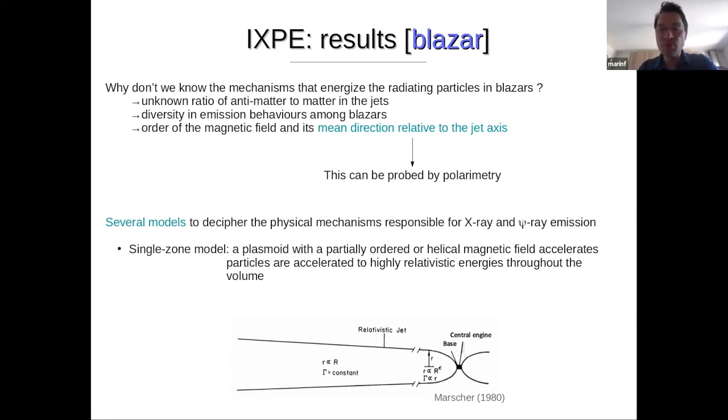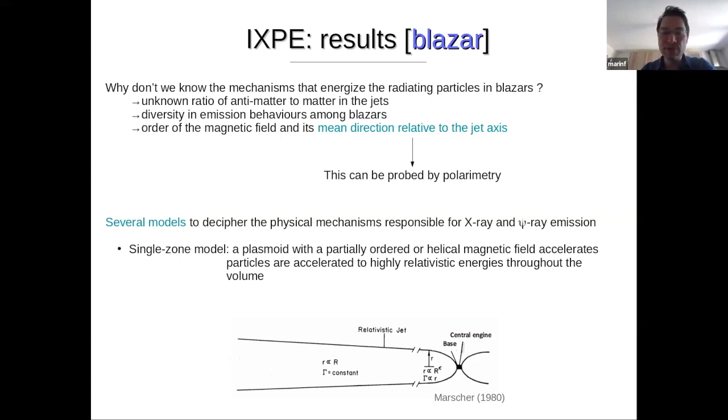But all of this also requires, because of synchrotron emission and collimated jets, magnetic fields which are probably somewhat ordered over long, long distances. And we need to know the magnetic field direction relative to the jet axis. Otherwise, our models have a hard time making predictions. And there are several models to decipher the physical mechanisms responsible for X-ray and gamma ray emissions. And this is strongly related to the jet composition and magnetic field topology.